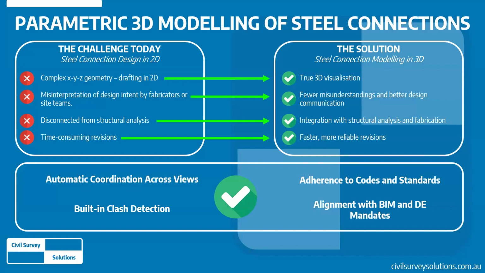We can also maintain codes and standards throughout our connection design. For example, your plate edge distance from bolts can be governed so that if any bolt sizing, spacing, or positioning is changed, the required plate edge distance will be maintained as well. And finally, while it's still in its infancy in Australia, more and more infrastructure projects are mandating BIM and digital engineering workflows. So by adopting this now, you stay ahead of the game, ensuring your business remains competitive.